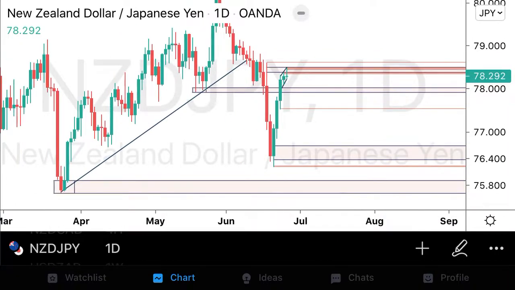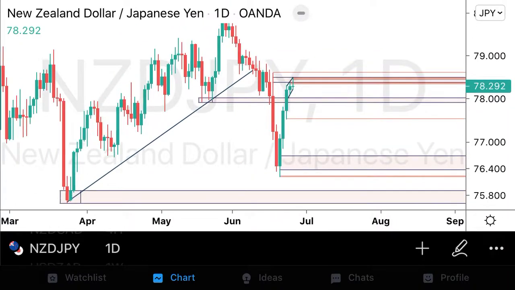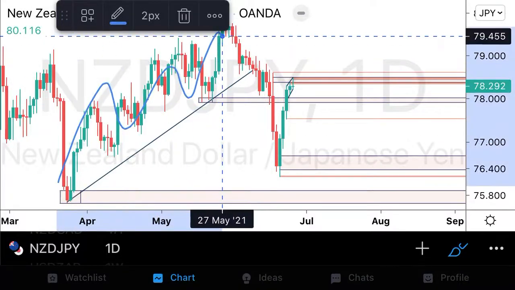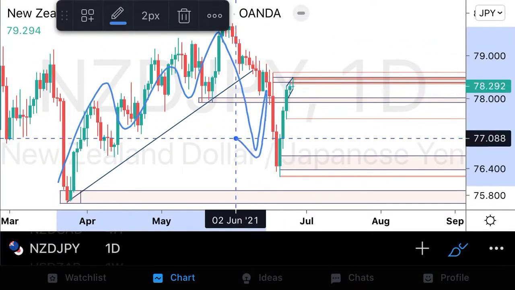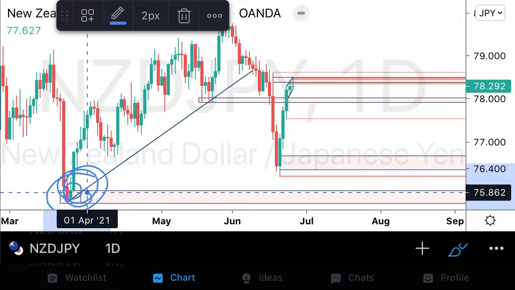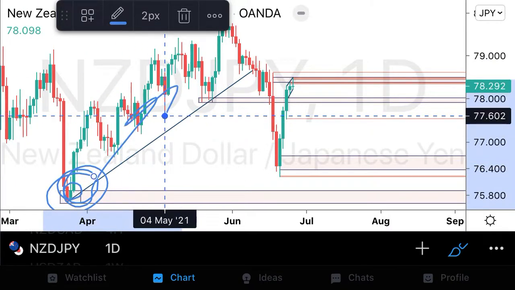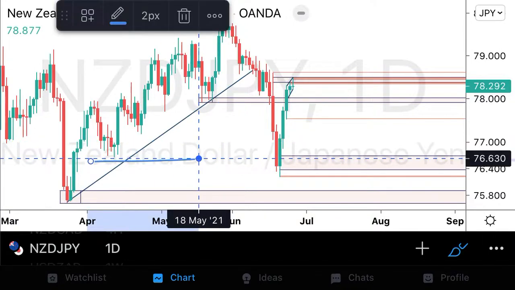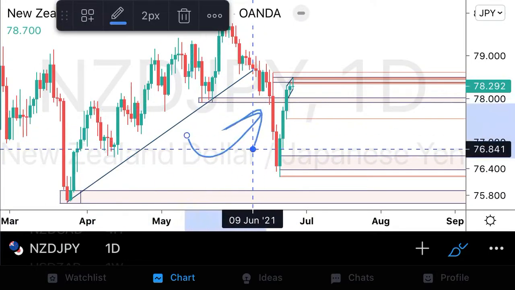So what we do have here on New Zealand dollar JPY is a market that has been correcting to the upside. We've then seen a nice violation of price to the downside, not like Australian dollar JPY, not obviously giving us a new low from the beginning of the corrective structure, but nonetheless violating all of these lower structures in between and showing us nice momentum to the downside.